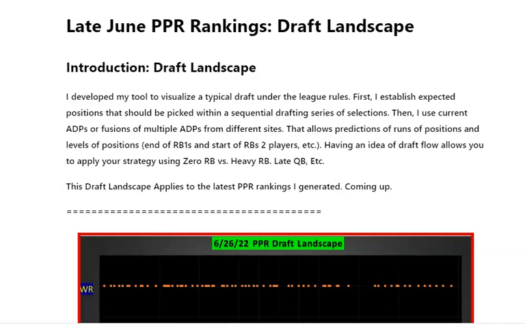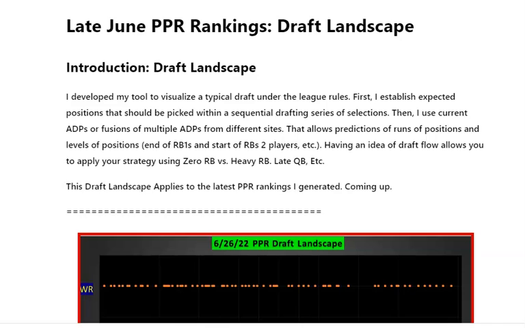But I recently put an article out defining some general processes, and one of them was draft landscapes. And this is something I use if I'm getting close to a draft. I want to create a draft landscape and look under the conditions that I'll be drafting under: one quarterback, PPR, Superflex, I don't know, whatever it is.